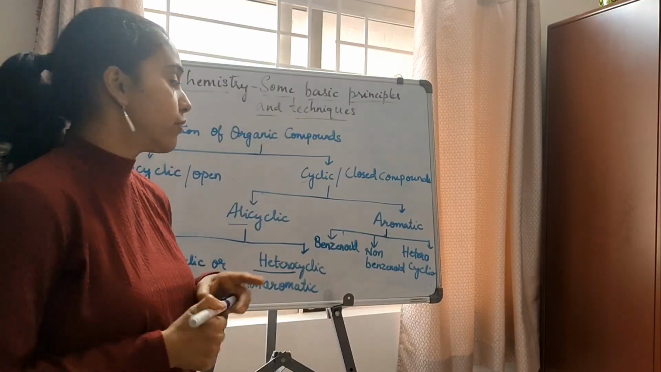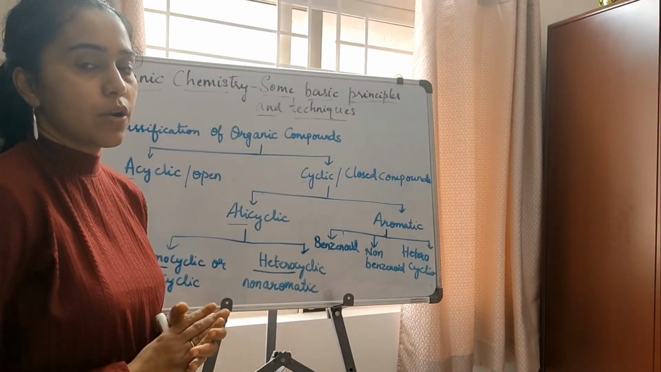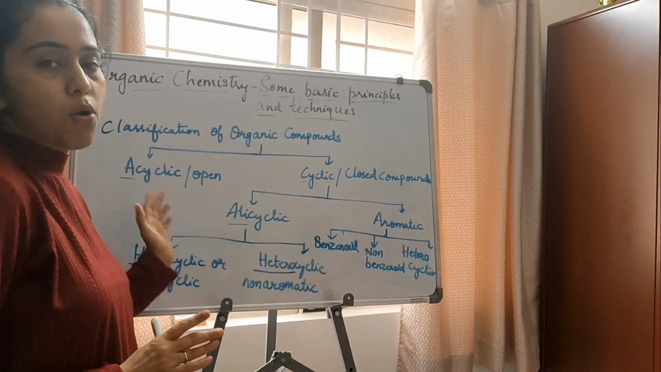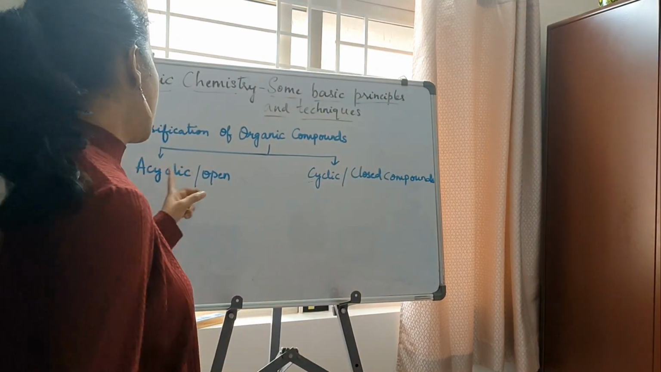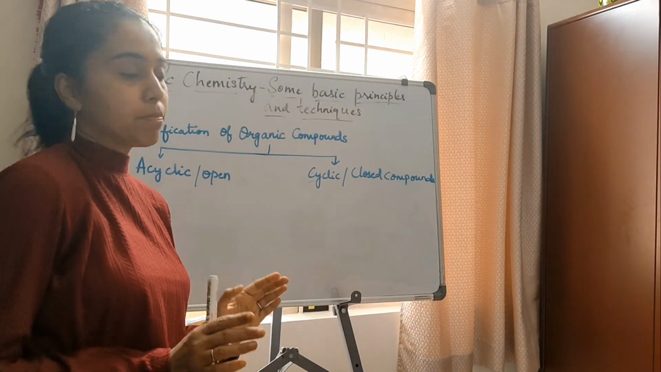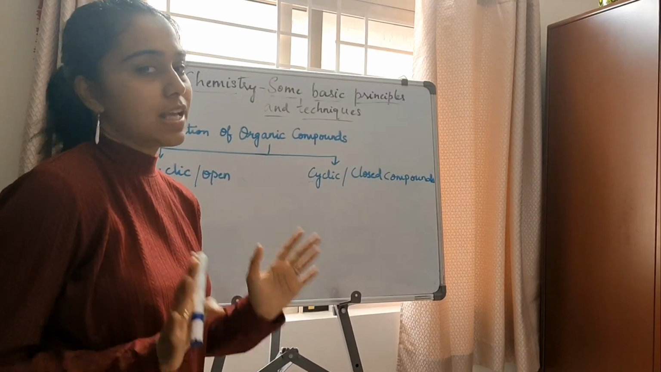Now, if you want an example for each of these, let me give you. I'm going to wipe all this and individually I will give you examples. Let me give you examples for acyclic or open chain compounds and cyclic or closed chain compounds. Let's begin.